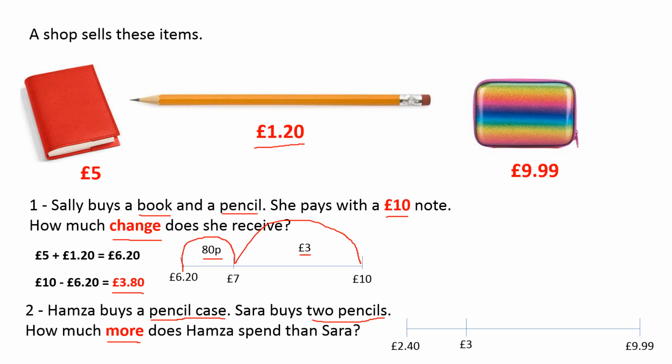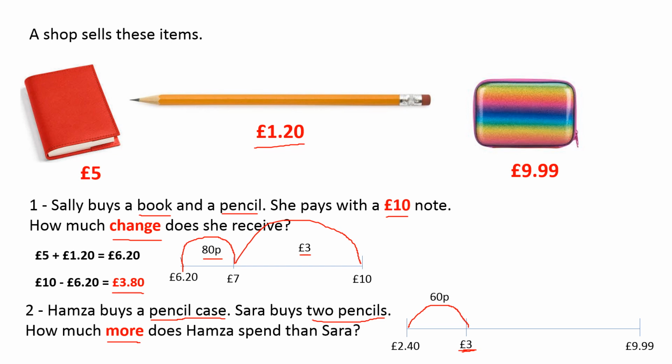So to the next integer is £3. So £2.40 plus what equals £3? £2.40 plus 60 pence equals £3 because 60 plus 40 is 100. So we can do a jump over here.